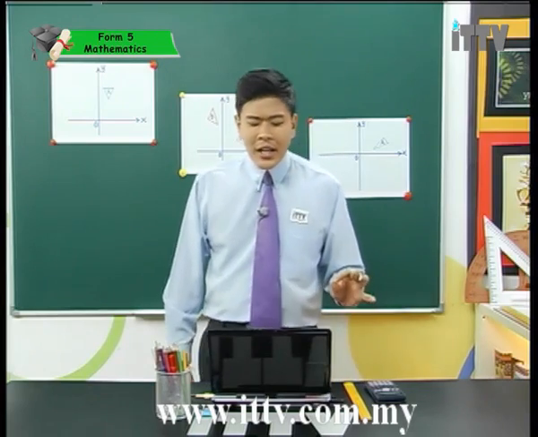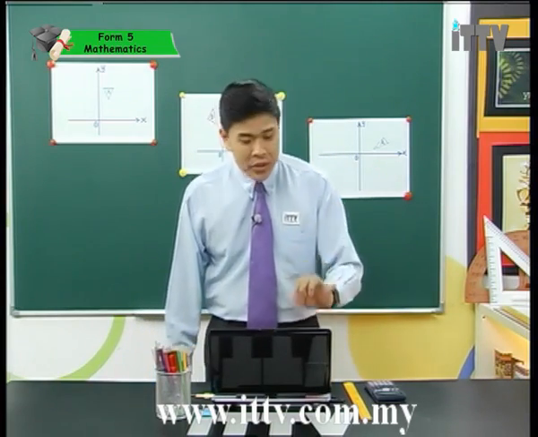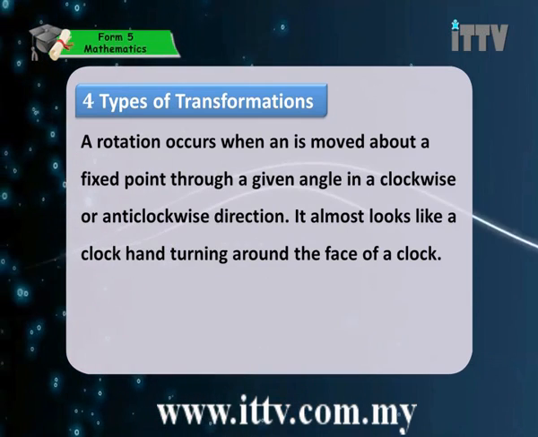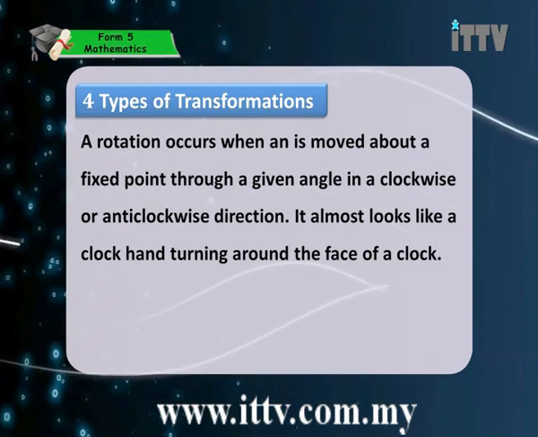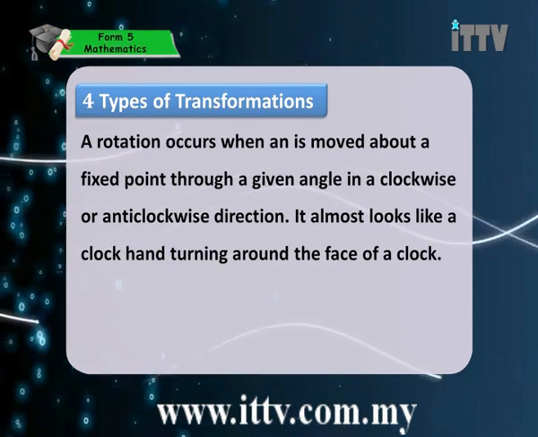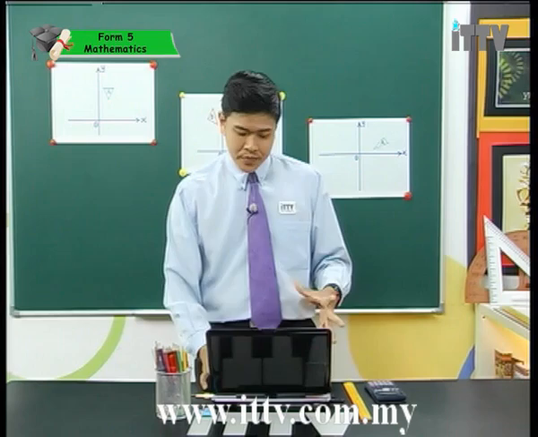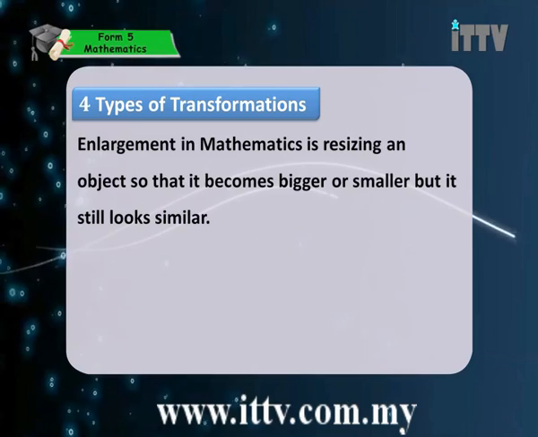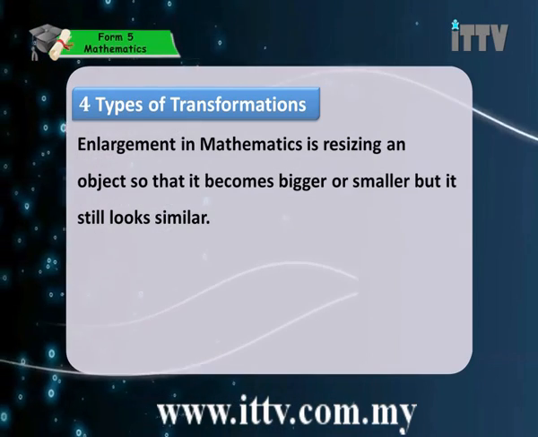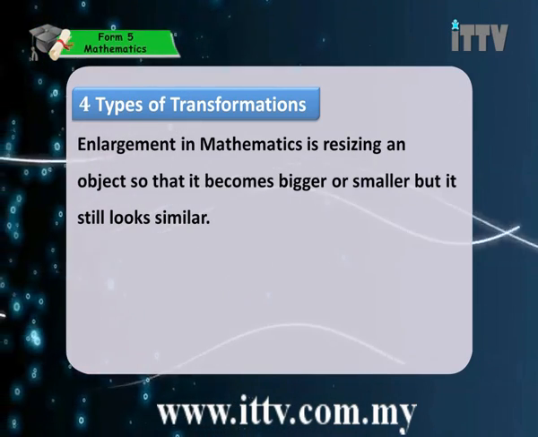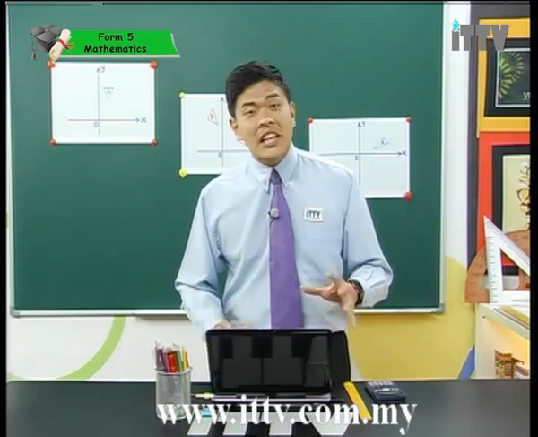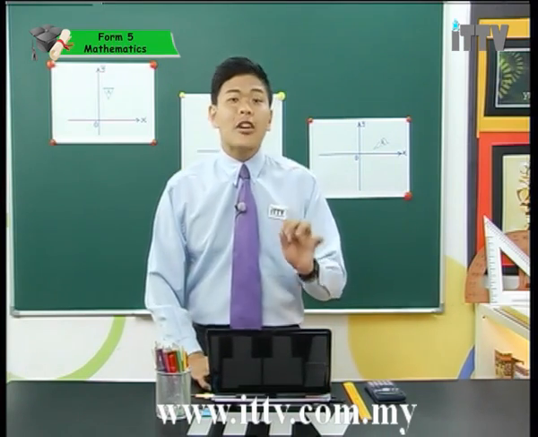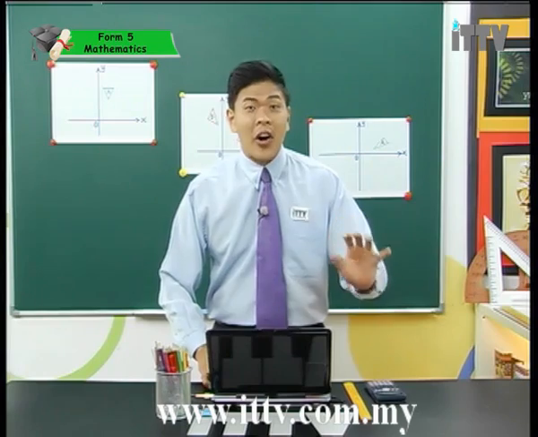And the final transformation is an enlargement. Take a look at what we have right here. You can see that the object is enlarged from a fixed point to become a larger image. Enlargement in mathematics is resizing an object so that it becomes bigger or smaller, but it still looks similar. All of these transformations have been done in the previous edition, so there is nothing new. We're just going to combine them later on.